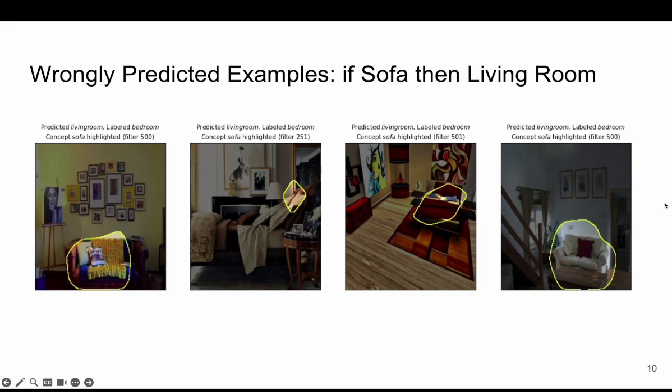The rightmost example is similar. There is a sofa there, and it looks more like a living room than a bedroom. So the model predicted it as a living room. It's labeled as a bedroom. Maybe it should have been labeled as a living room. So maybe this is a data quality problem, not a model problem.